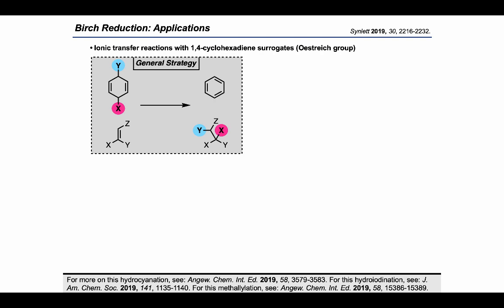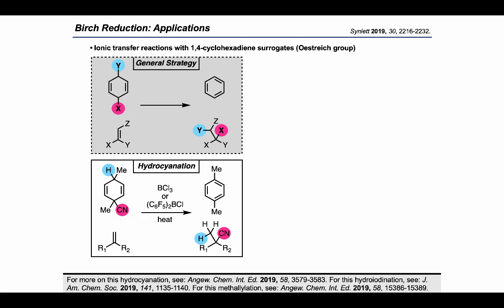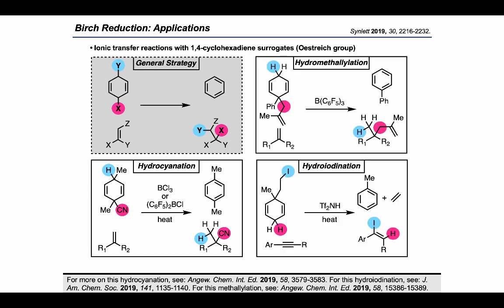The reference at the top right is an account of this research direction, but I'll quickly show some recent implementations of this idea. In one example, this strategy was used for the transfer hydrocyanation of alkenes, enabled by a boron catalyst. This approach has also been used for a hydromethallylation, as well as a hydroiodination of alkynes. In the case of the hydroiodination, this process also goes with the release of ethylene.